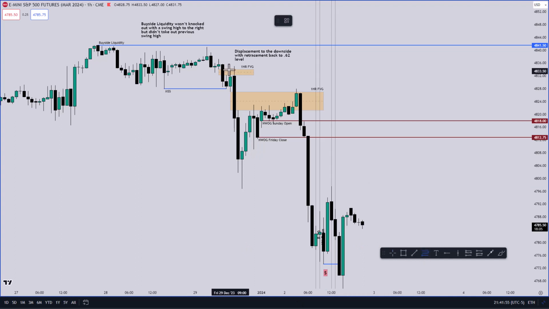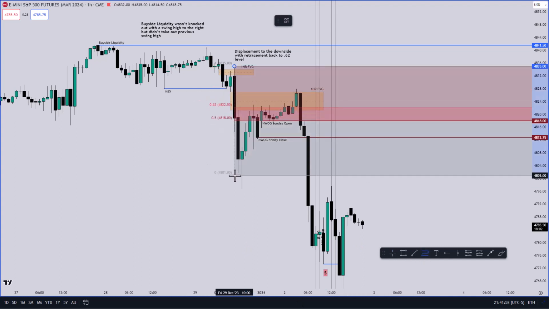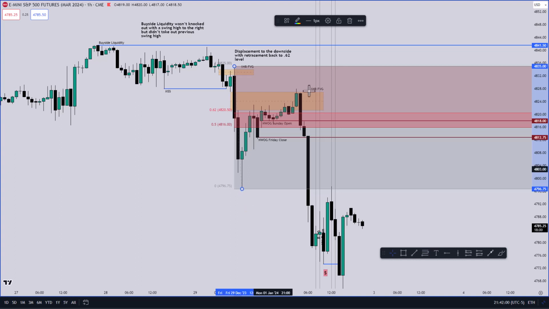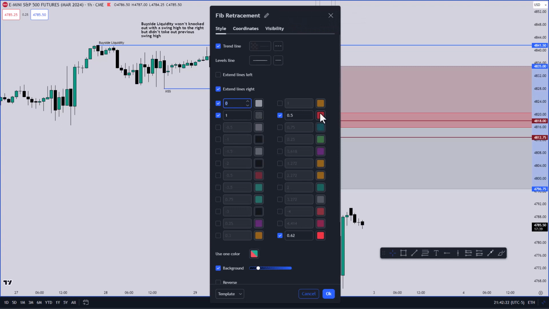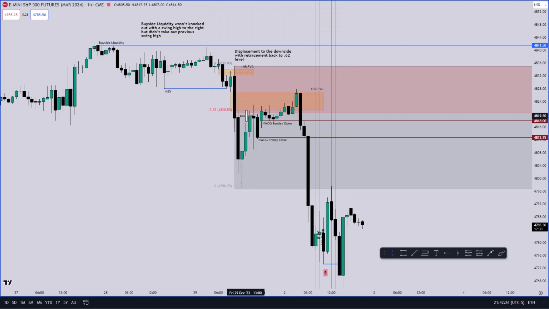So what I did is I put the, I don't even know the name of the fib retracement, sorry, to the downside with the displacement leg after the market structure shift. So 50% equilibrium is around this area, but the area of interest was the 62 level. So the 62 level would be ICT's optimal trade entry.